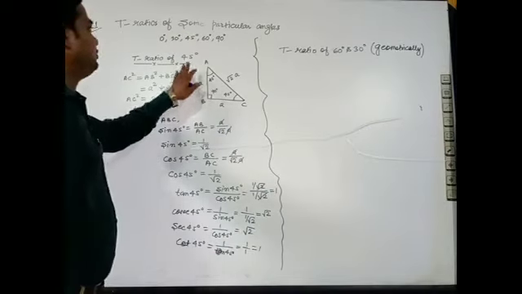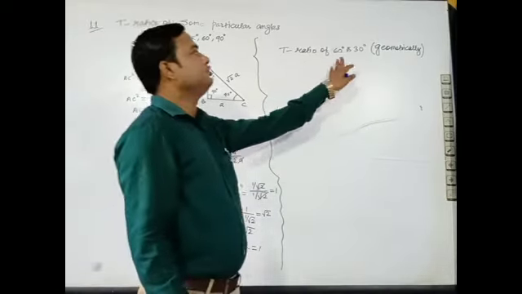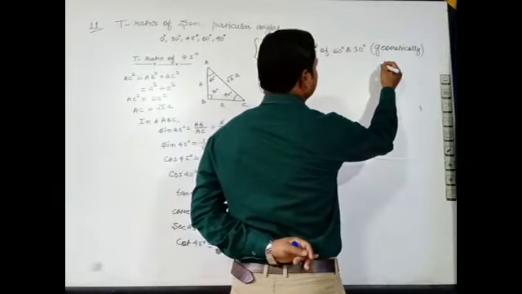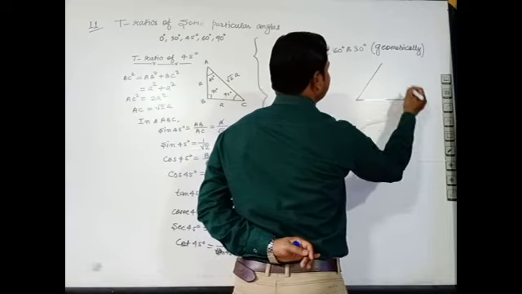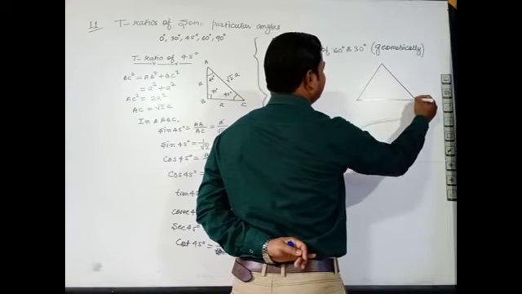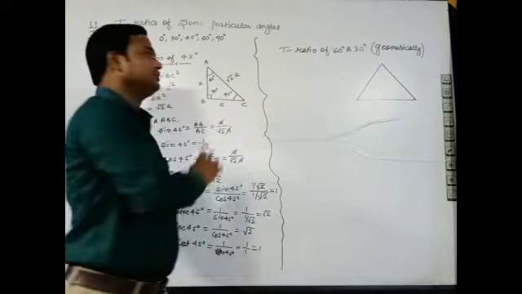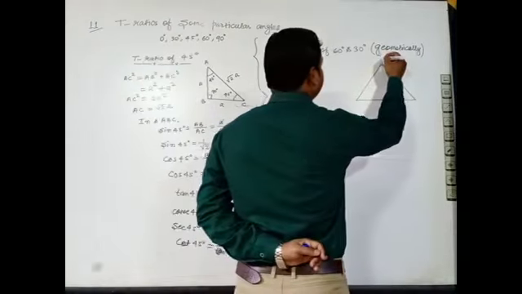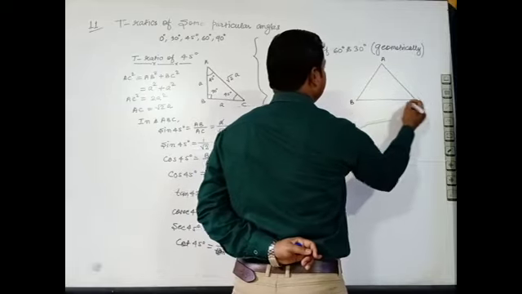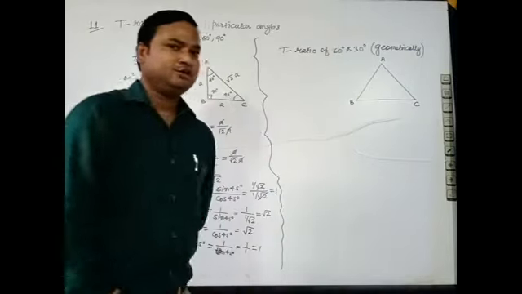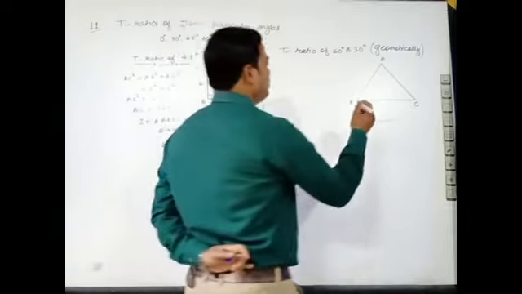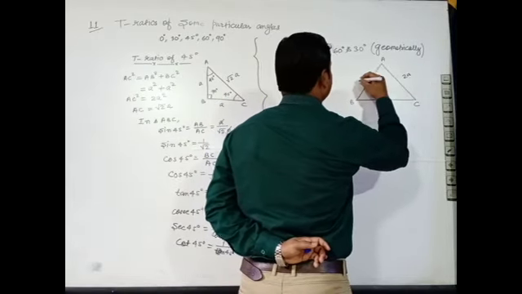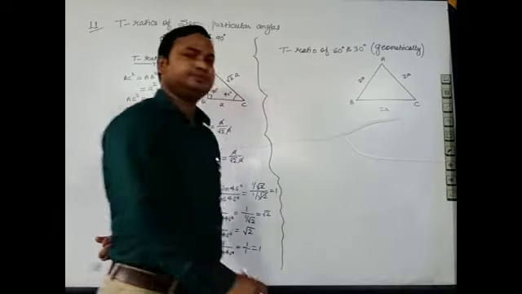Geometrically we can find the value of 45 easily. Now move to 60 degree and 30 degree. Let us take an equilateral triangle ABC, whose all sides are equal, each 2A. 2A, 2A and 2A.